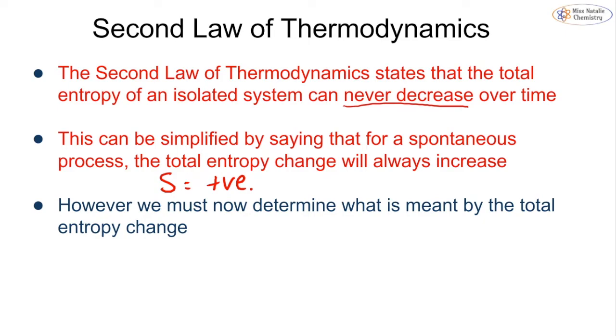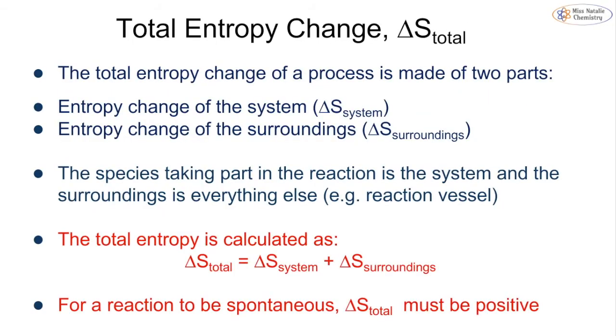Now we have to look at what is meant by the total entropy change. The total entropy change of any process is made up of 2 parts. It is made up of the entropy change of the system and the entropy change of the surroundings, or delta S system, delta S surroundings. The species that's taking part in the reaction is the system, and the surroundings is everything else around it. So your reaction vessel, the laboratory, all of that is your surroundings, and the species that is actually reacting is the system.